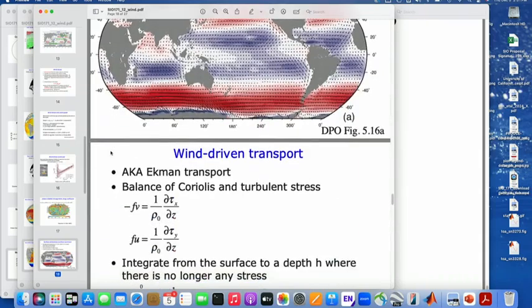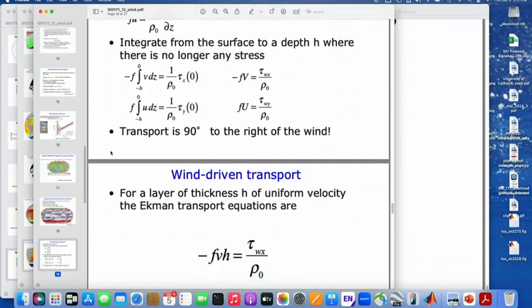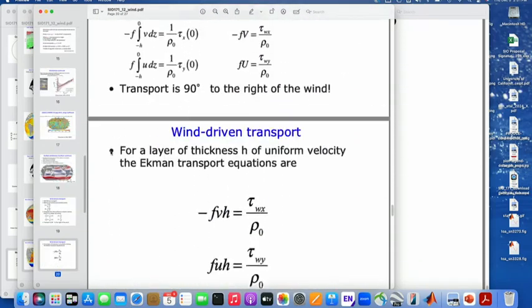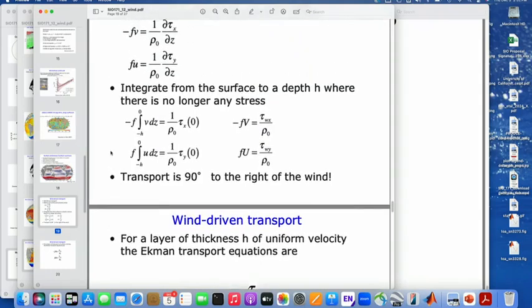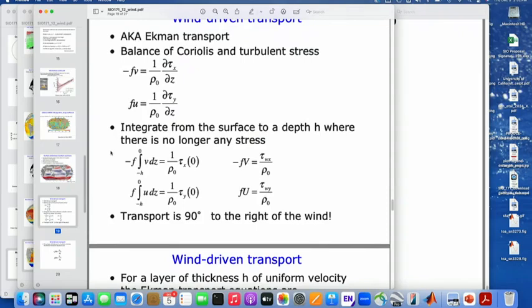All right, so here's this wind stress again. Now I wanted to get to this part: wind-driven transport. This is really important. Basically, the wind-driven transport is the integrated velocity, and it's exactly to the right of the wind. What's the way to remember it? It's to the right of the wind in the northern hemisphere and to the left of the wind in the southern hemisphere. That's how these signs work out.